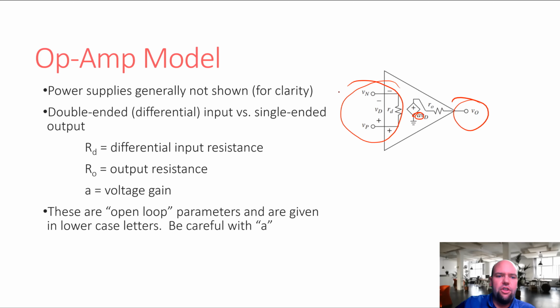All of these parameters are called open loop parameters. The book that we use differentiates open loop from closed loop with capital and lowercase letters. So when you see these lowercase letters, that typically means we're talking about the open loop parameters: little d, little o, little a. Open loop means these are terms derived just from the amplifier definition itself, not from the feedback network that you connect to the amplifier.